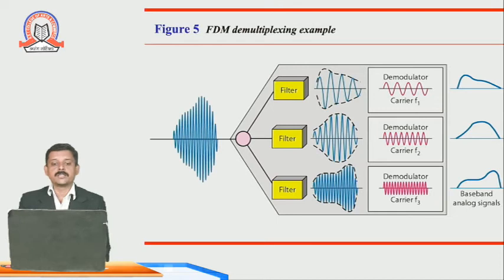At the receiver's end, the composite signal is received by the demultiplexer, which uses filters to demultiplex the composite signal, and that signal is demodulated and received by the particular receiver.